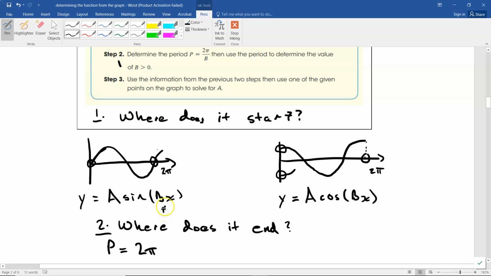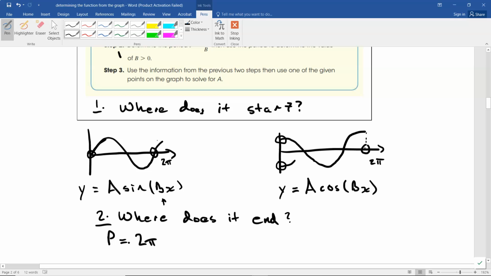And the period's actually just going to allow us to find this b inside the parentheses. Because remember that when we were dealing with the quarter points, we wanted to find the period of this function by taking this b and dividing it by 2 pi. Oh, I'm sorry, I wrote this wrong. We didn't divide b by 2 pi, we divided 2 pi by b. And we called that the period.